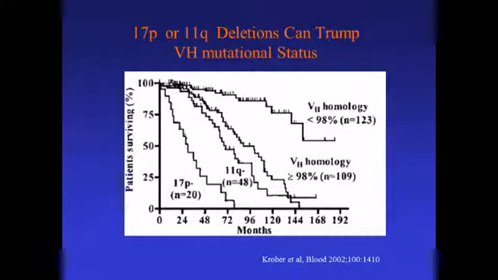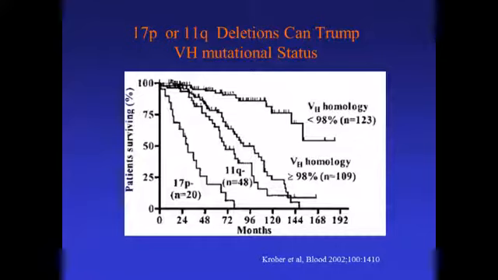This is kind of a busy slide, but I put it in to highlight the fact that with cytogenetics, people typically get cytogenetics and other kinds of testing, but cases that have 17p or 11q deletions basically do poorly regardless of whether their immunoglobulin genes are mutated or not. And that's what's shown here.